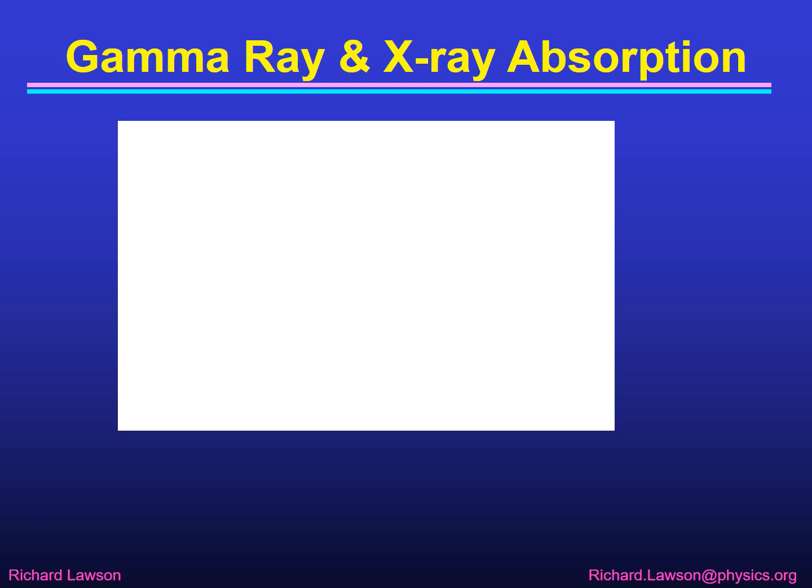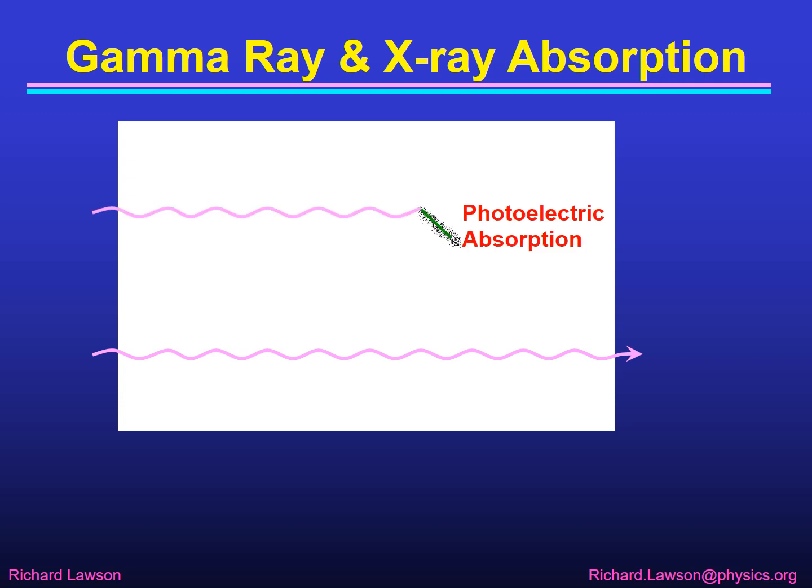So let's see what happens when gamma rays or X-rays pass through a block of material. If a gamma ray comes in, it may well pass straight through the material without interacting at all. The gamma ray has no charge, so it's not going to produce any ionization unless it interacts. It may undergo a photoelectric absorption, in which case the gamma ray gives up all its energy to an electron, and that electron goes on and deposits its energy within a few millimeters of that position.